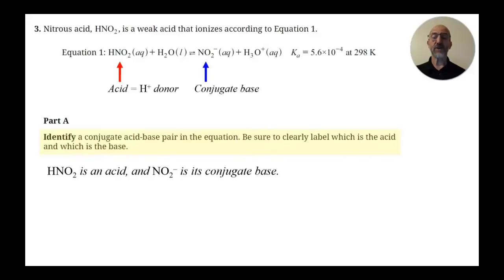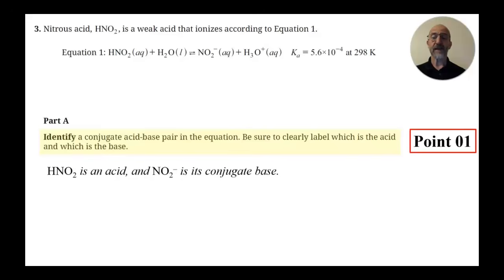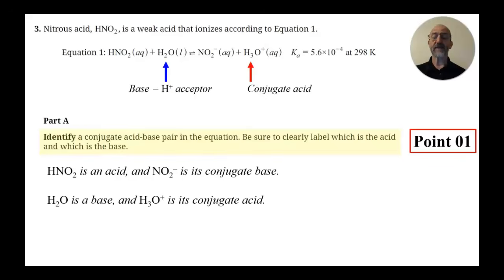If HNO2 is behaving as a proton donor, that means that the other reactant, water, is going to be behaving as a base or a proton acceptor. And if water is behaving as a base, then its conjugate acid would be on the other side of the equation. That's the hydronium ion. So another possible acceptable answer for a conjugate acid-base pair would be H2O is a base, and H3O plus, or the hydronium ion, is its conjugate acid. All right, so that's two possible answers for point 1.